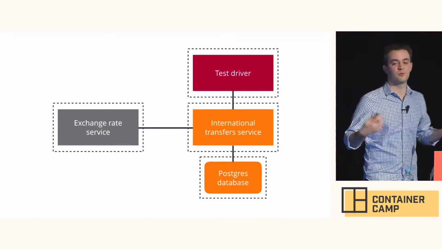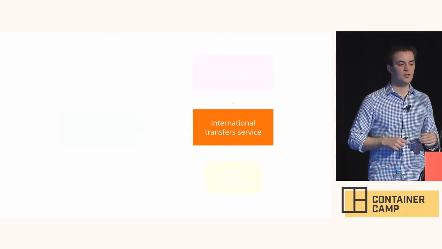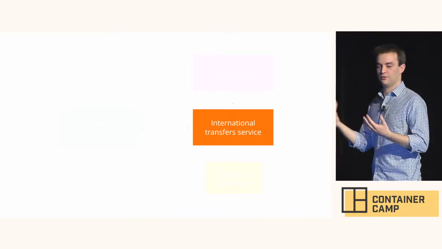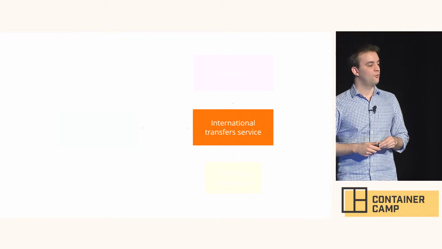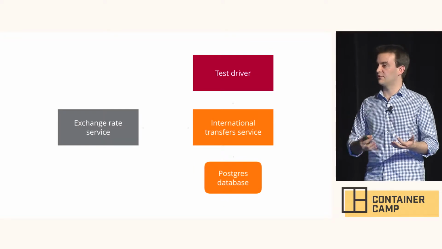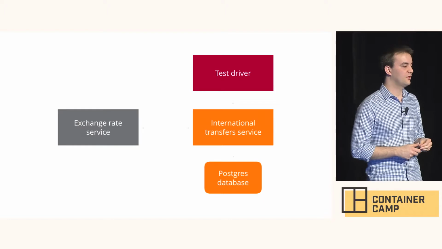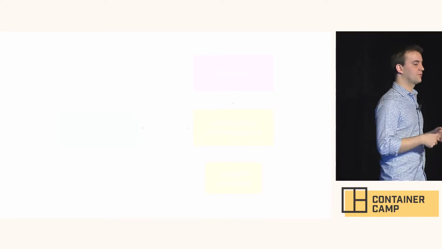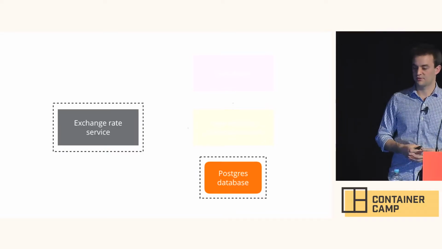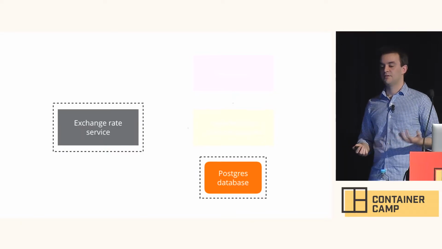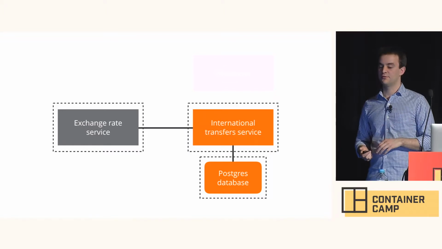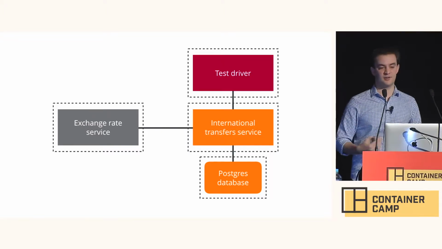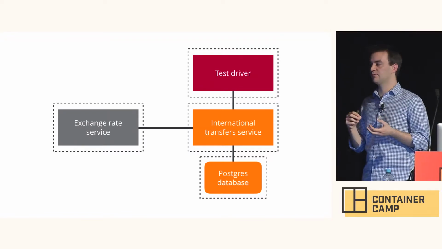So what do we need to do if we want to run our tests like this? First of all, we need to compile the application. We need to build the Java code into a jar file or whatever it might be for you. We then need to pull the images for these different things or build images for these different things. And then we need to make sure we start all this stuff in the right order. So first we need to start the exchange rate service and the Postgres database, our dependencies. Then once those are ready, we can start the application itself. And then once the application itself is ready, we can kick off the tests and run all that stuff through.